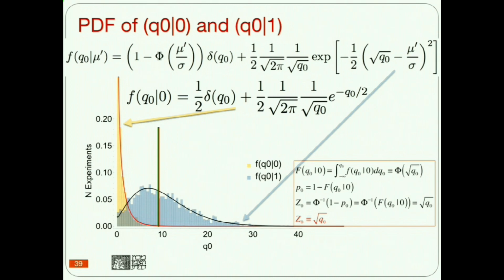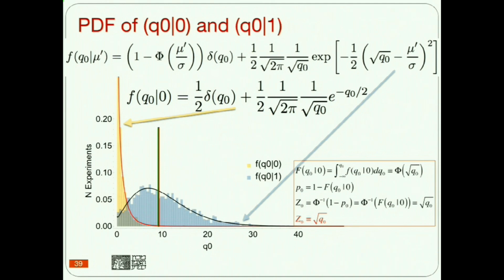Now, in order to get the approximation for this distribution of Q0 under the alternative hypothesis, where mu prime is not 0, say 1, then I get the formula here. You see, first of all, that it agrees very well.